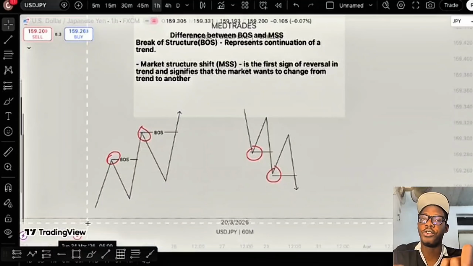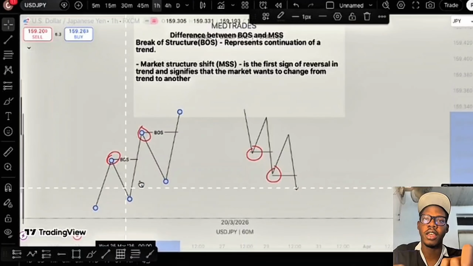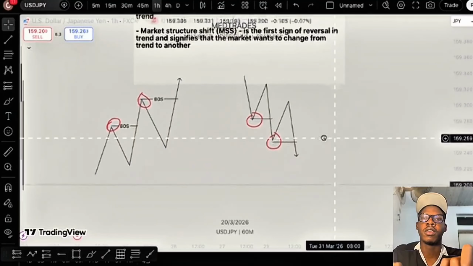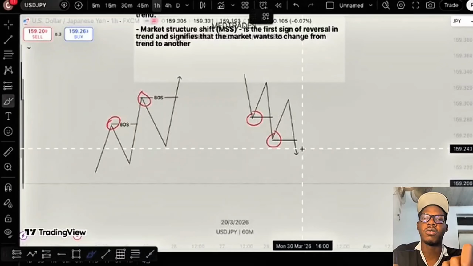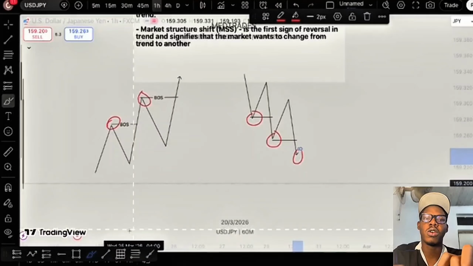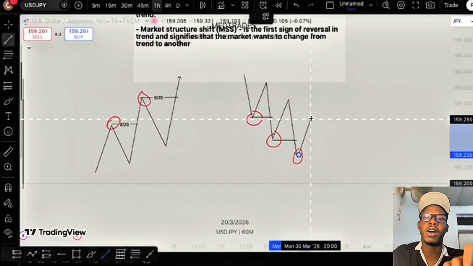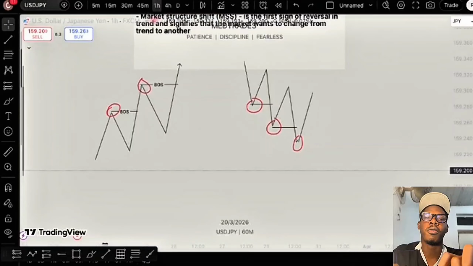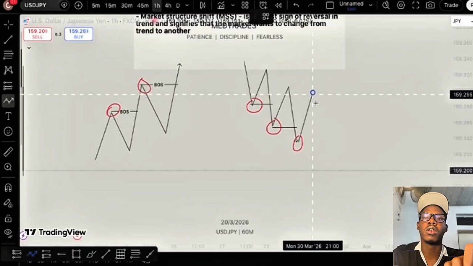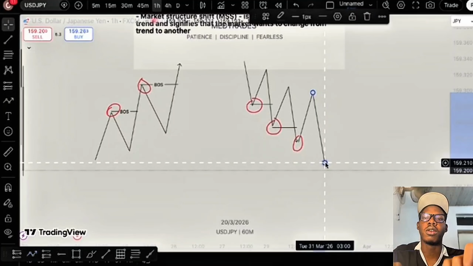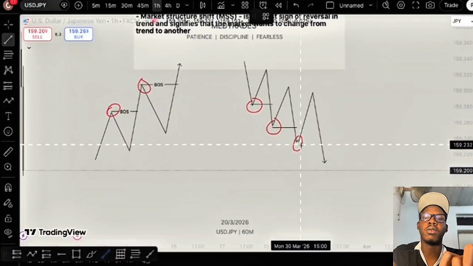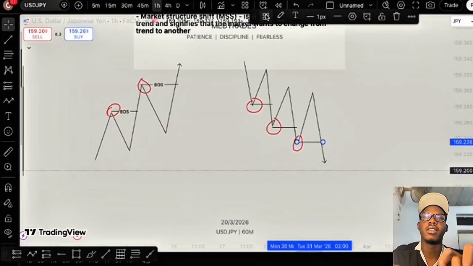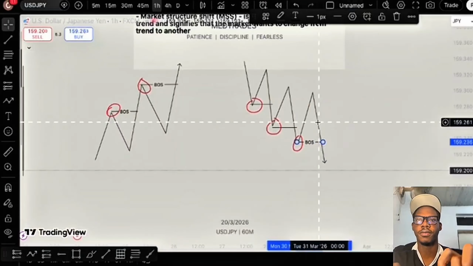So you understand? As you can see, it represents a continuation of a trend. It can be this uptrend here, or it can be a downtrend. Now this here is the recent lower low, right? So what are you expecting? We're expecting that price pulls back to form a lower high, and then comes down to form another lower low, forming a break of structure.